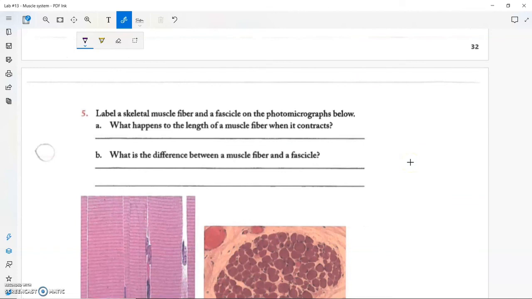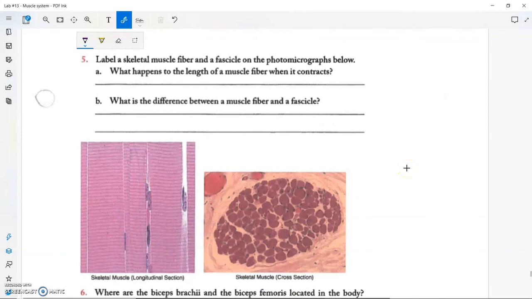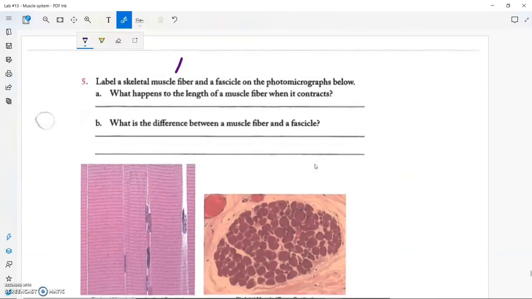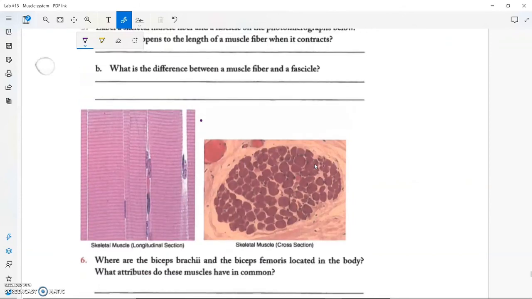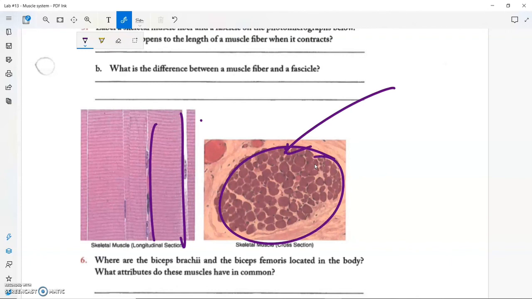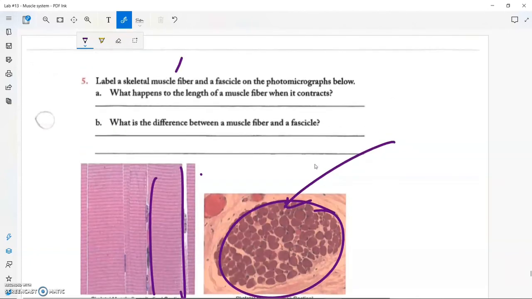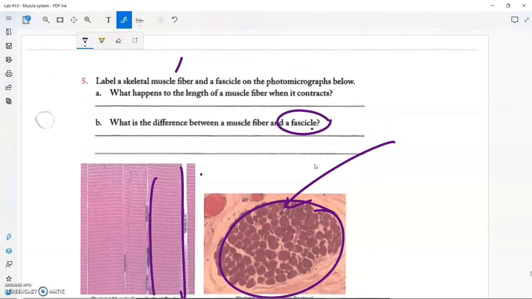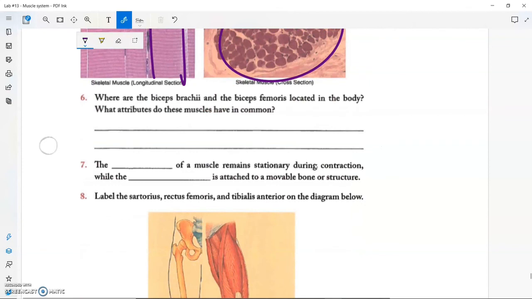Skeletal muscle fiber and a fascicle. So this is the skeletal muscle fiber. This is a skeletal muscle fiber, and this is the fiber. This whole thing is the fascicle. Difference: muscle fiber is the cell, and the fascicle is the bunch of muscle cells. And muscle fiber, when it contracts, it shortens.